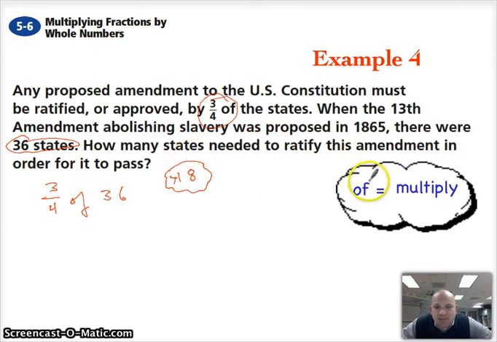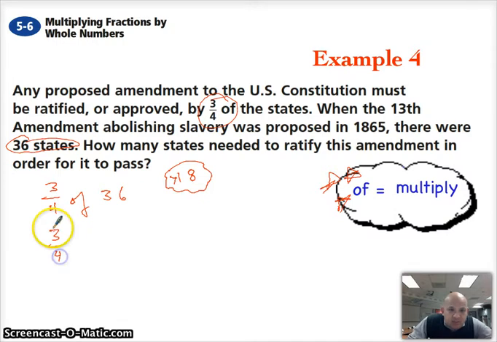Now I need to understand that of means to multiply. When you're dealing with fractions, 3/4 of 36 means multiply, and this is so important. Of means multiplication. Kind of like the fraction bar means division. Of with fractions means multiplication. So we're going to convert 3/4 of 36 into 3/4 times 36. Of course, we're going to do the same exact thing that we've done before. We're going to change this whole number into a fraction by just putting a 1 under it. Then we're going to multiply the numerators and multiply the denominators.